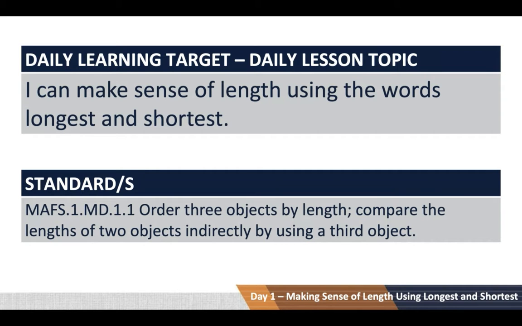Our daily learning target is to make sense of length using the words longest and shortest. In our standard, we are going to order 3 objects by length, and compare the lengths of 2 objects indirectly by using a third object to compare it to.